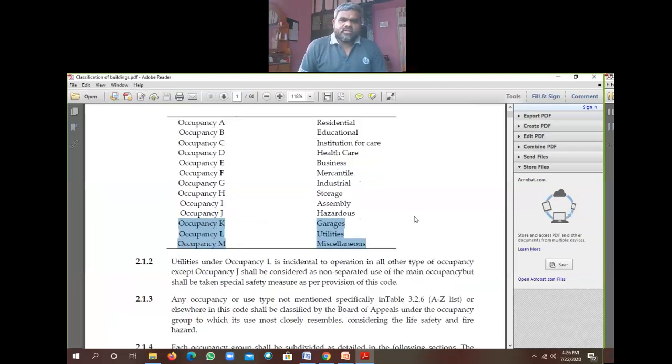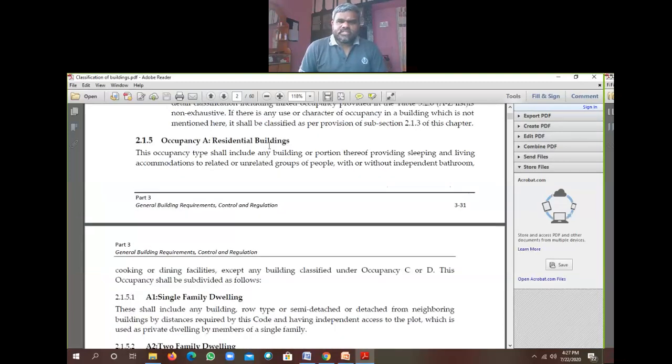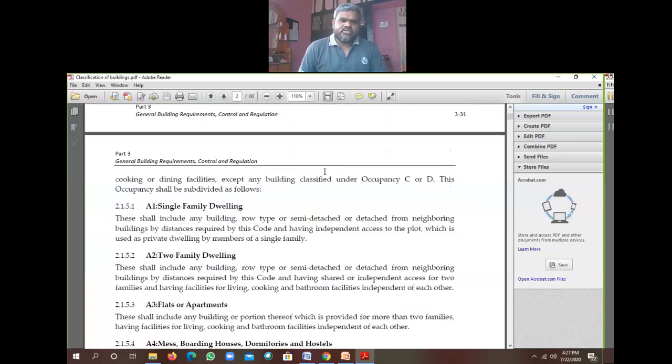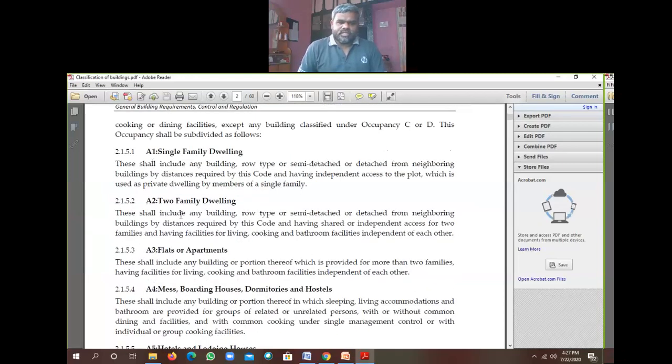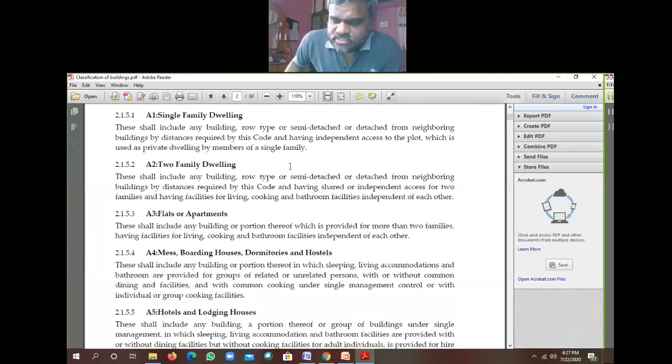So see here, based on the occupancy or based on the utility, buildings are classified like this. Group A buildings, residential buildings, are further classified into group A1, A2, A3, A4, and A5. Residential buildings are meant for accommodation purpose for human beings. These may be with cooking or without cooking, with bedding or group sleeping facilities.